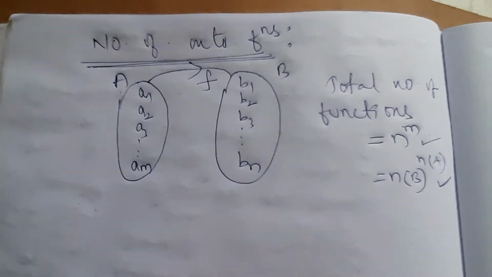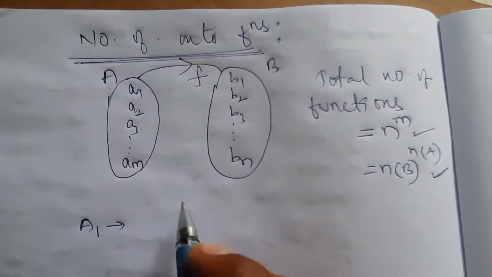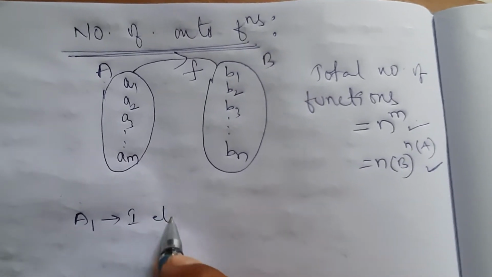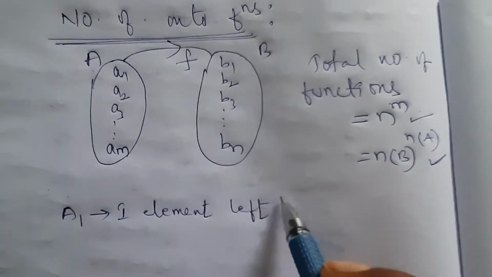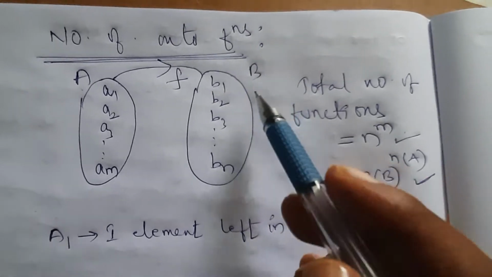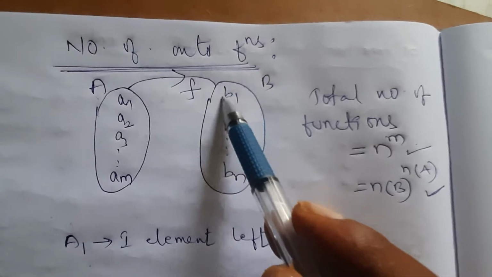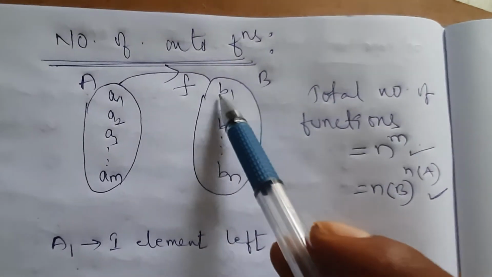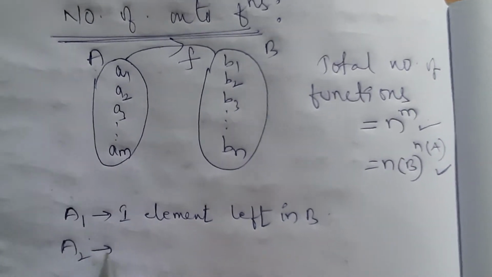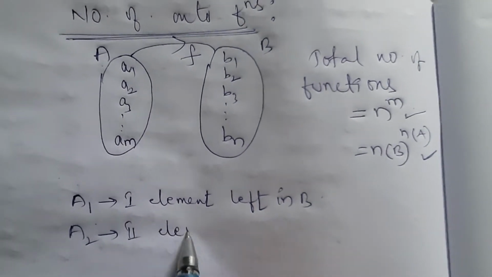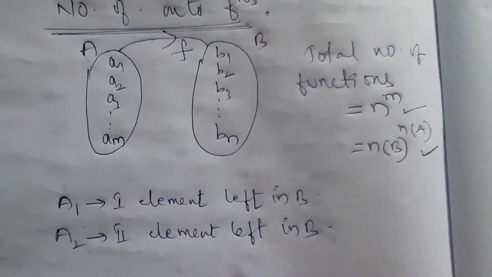Now listen, here I can choose an event, let capital A1 be the event: the first element is left out in B. I am choosing A1 as the first element left in B. That means without mapping this element, this is the event A1. A2 means the second element left out in capital B. I can take like this.